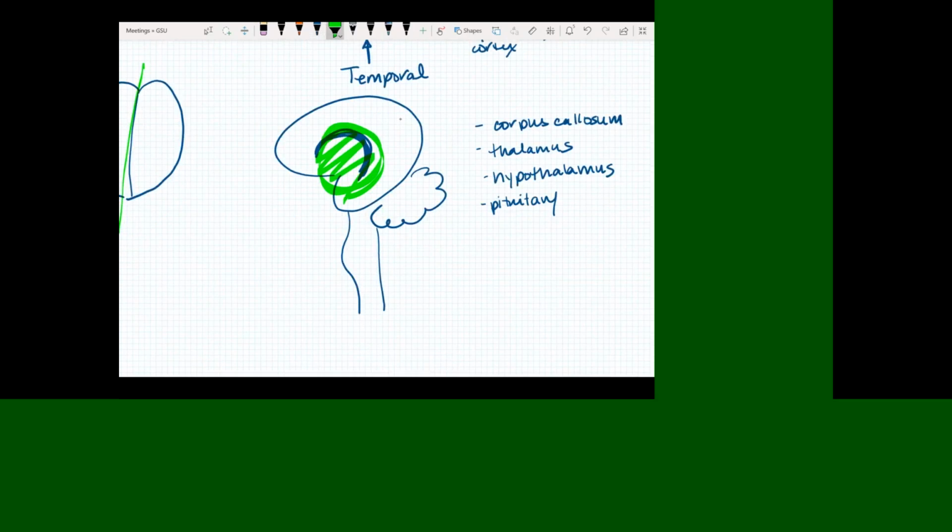I also want you to be able to find a couple other structures that are more brainstem related, and these are going to be your pons and your medulla and the cerebellum. So all of these structures are going to be a little lower, and they will be found here. So those are the structures you need to be able to find from this internal perspective.